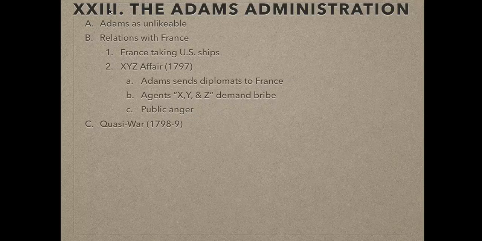So what ends up happening, remember we had the Genet affair, we now have the XYZ affair. So this has been almost really a decades-long issue with France. How should the United States deal with France as it's experiencing its revolution, and then it starts fighting this war with Britain? And so what is our role here?